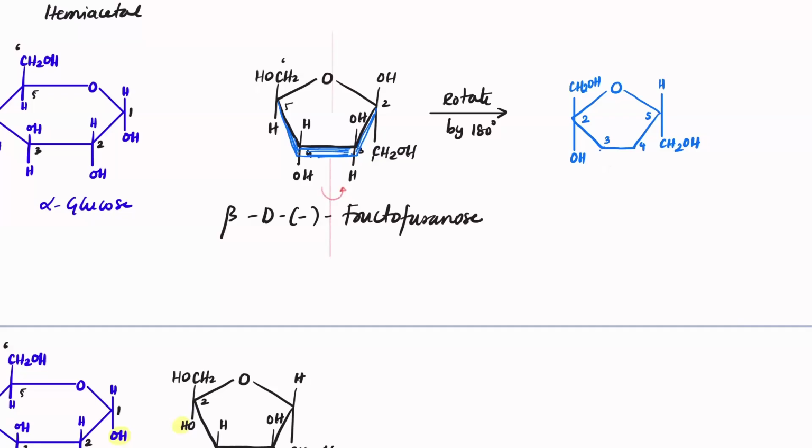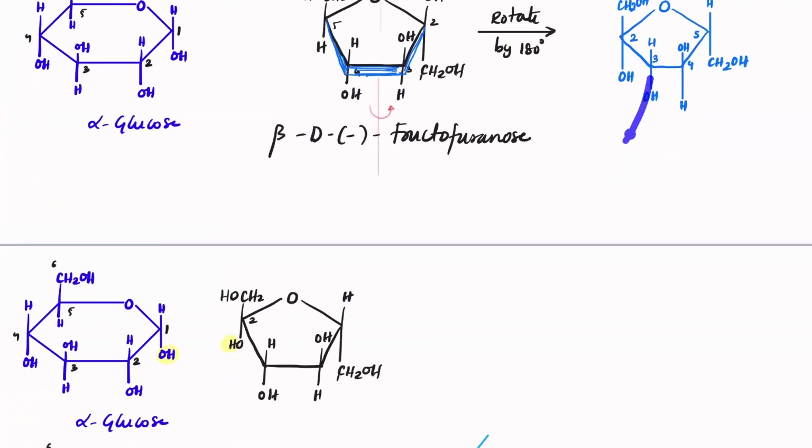Next, on the second position here, because this OH is coming down, the position will remain almost the same. That is, OH will be down here, H will be up here, and here also OH will be up and H will be down. So this is the rotated structure of beta fructofuranose. Now, how does that make an advantage? You see, that is the same structure I have drawn here, correct?